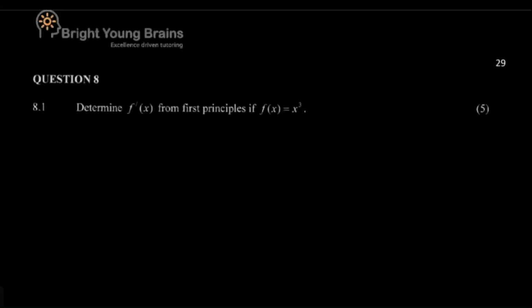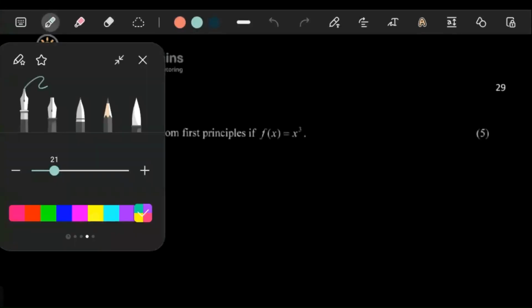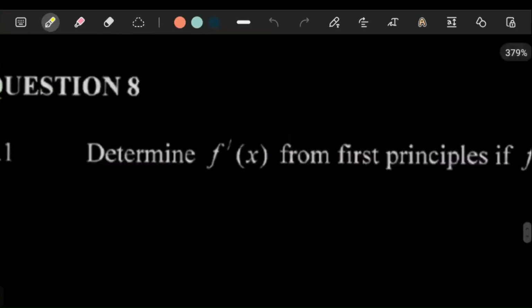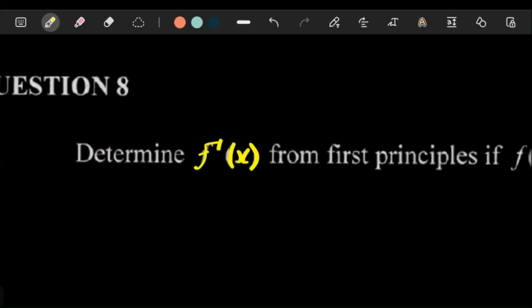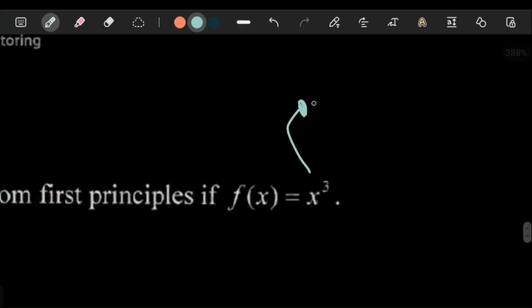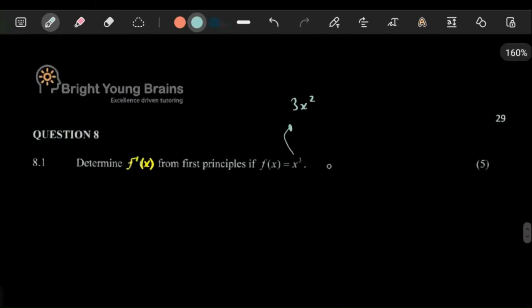Question number 8 does fall under straightforward questions because they just want us to work out this question using first principles. They want us to determine the first derivative using first principles. Fortunately, we already know what the answer should look like. So you know that your answer after it has been differentiated should be 3x squared. This is what you want to work towards.